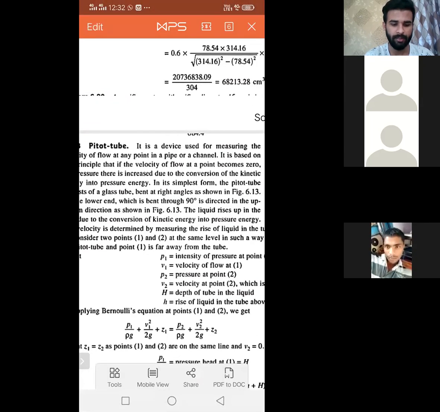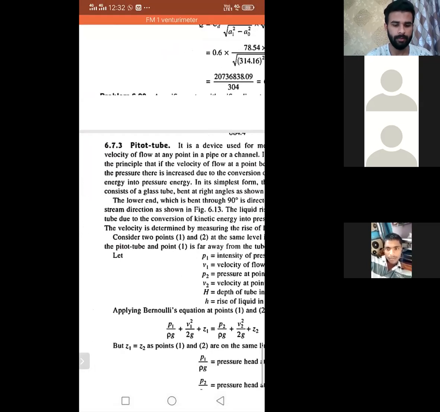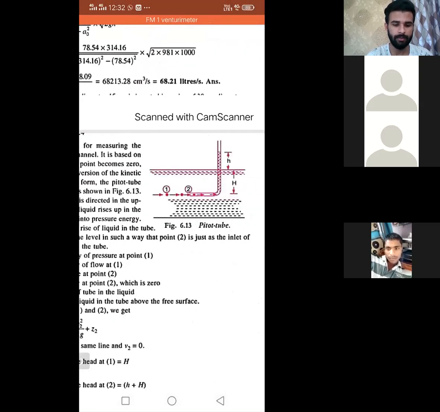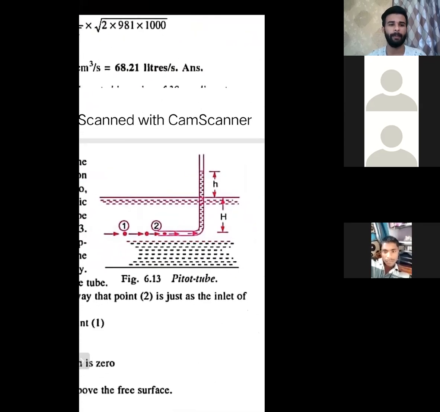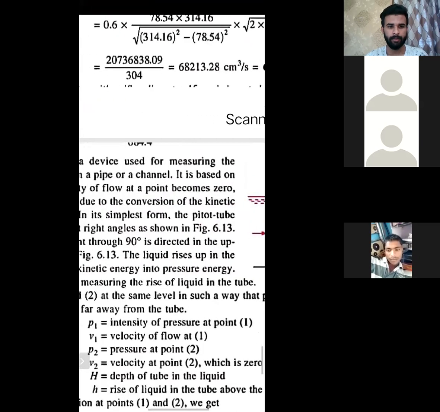Okay, the second application of Bernoulli's equation is over. Now the third application of Bernoulli's equation, which is the pitot tube. Again, the pitot tube is also a discharge measuring device. This is the diagram of the pitot tube.